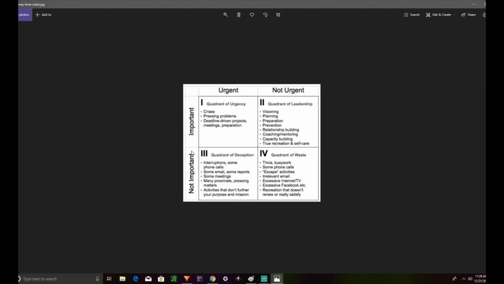Again, guys, you don't want anything to do with quadrant 3 and quadrant 4. Effective people such as yourself should not be wasting their time down here. Spend most of your time in quadrant 2 to minimize the effects of quadrant 1. In quadrant 1, you're always going to have things that are urgent, but the more that you prepare for those things, the less they become urgent. So spend most of your time in the first 2 quadrants. Avoid the last 2.